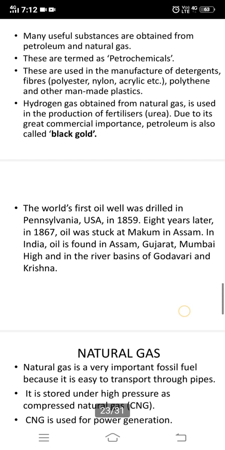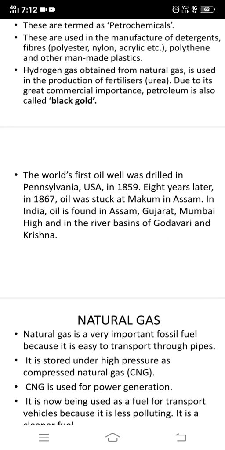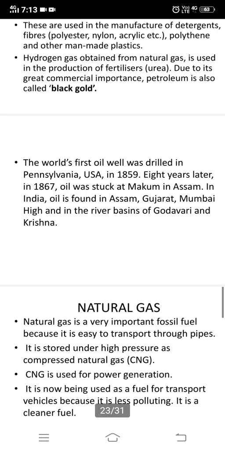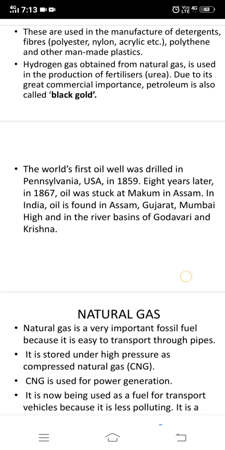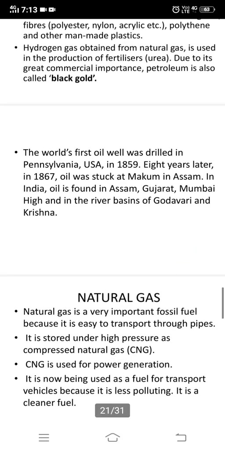Then again, the thing which is given in a box in your textbook: the world's first oil well was drilled in Pennsylvania, USA in 1859. 8 years later, in 1867, oil was struck at Makum in Assam. In India, oil is found in Assam, Gujarat, Mumbai High, and in the river basins of Godavari and Krishna. So these are the places where you find oil wells in India.